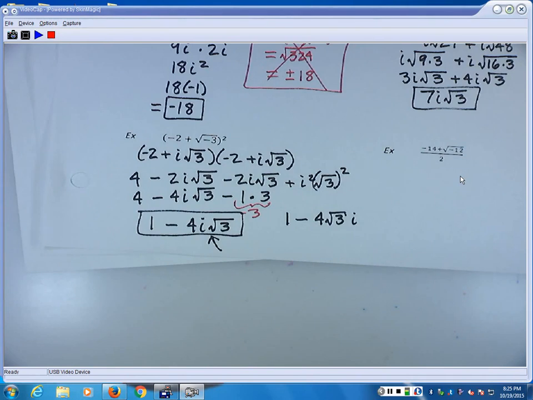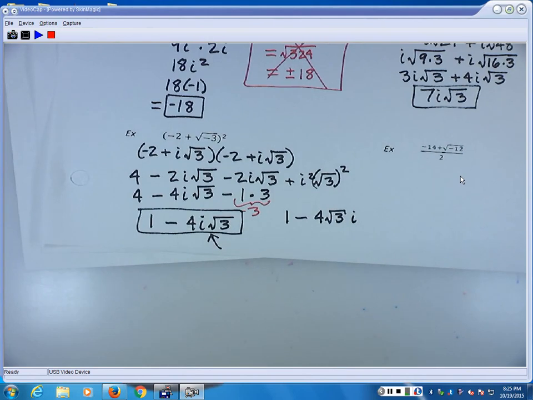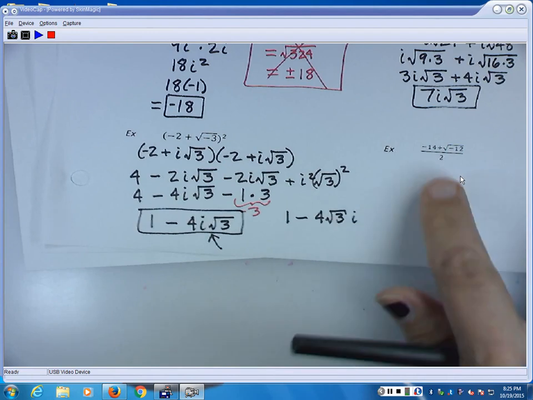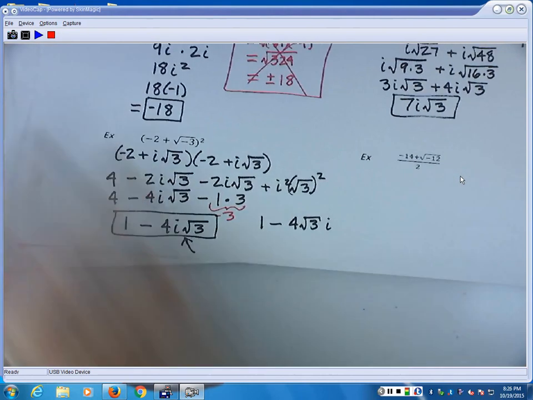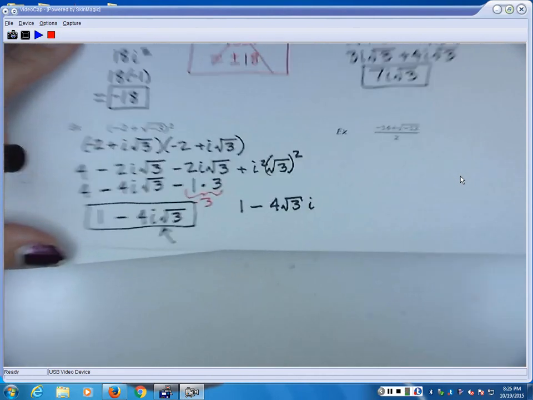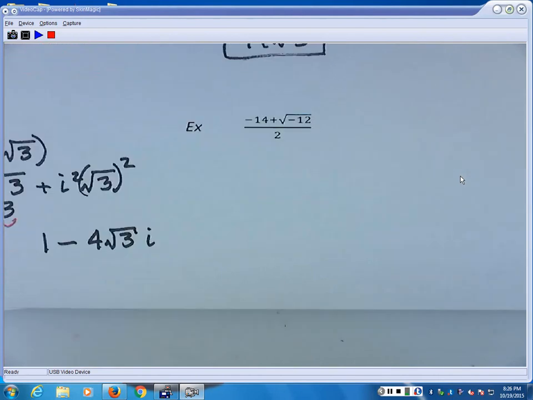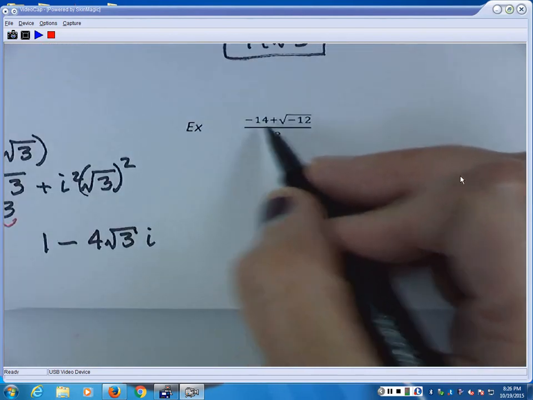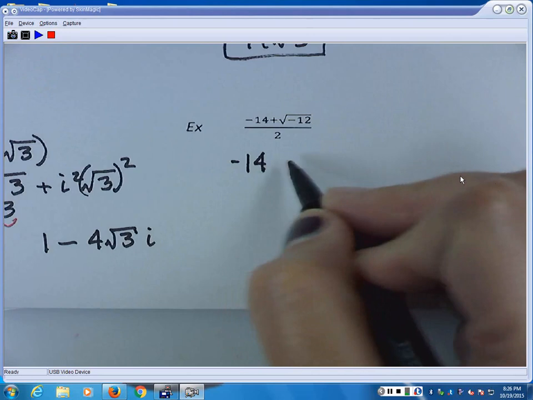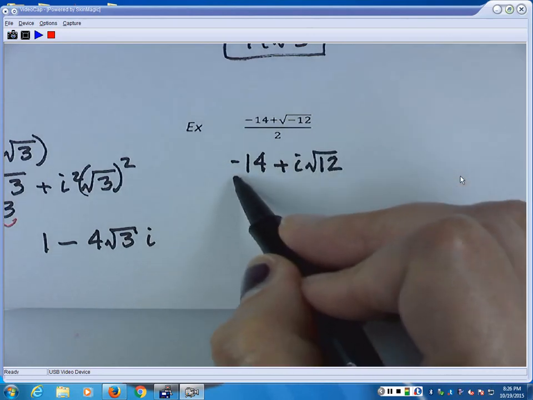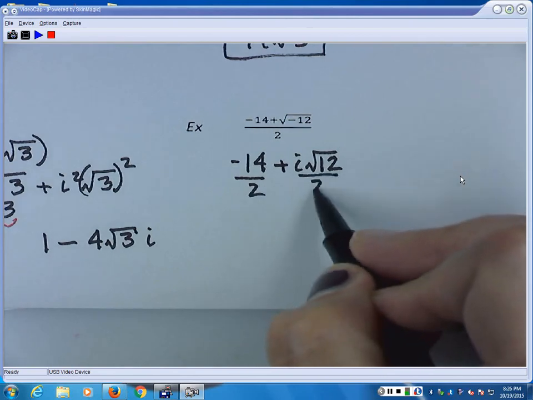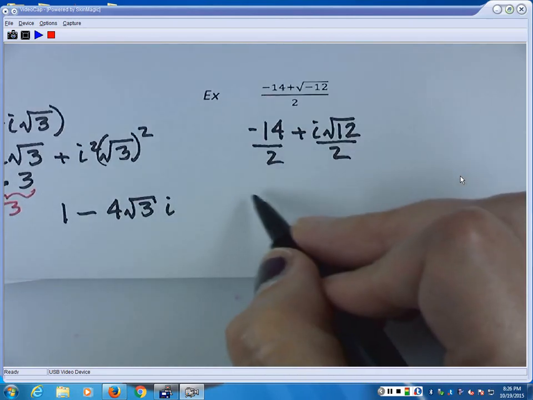I guess you could put parentheses around the other thing, but we'll write it like this instead. Okay? All right, and then this is dividing just by 2. So first we're going to rewrite this, it's tiny on the paper. This is -14 plus i square root of 12. And then we're going to divide each term by 2. That's -7.